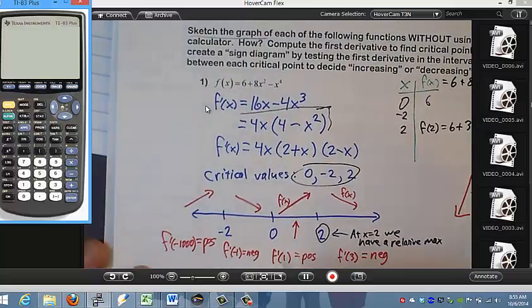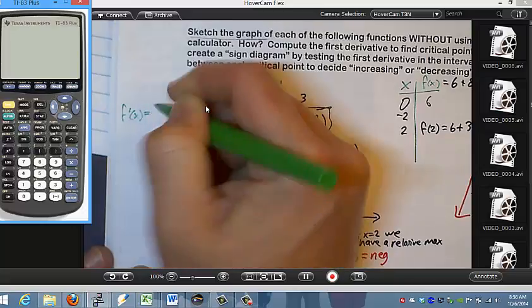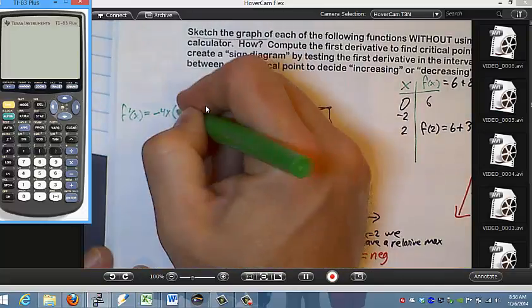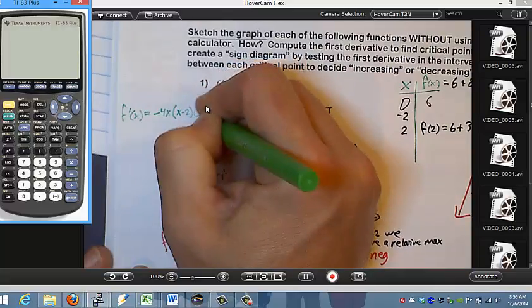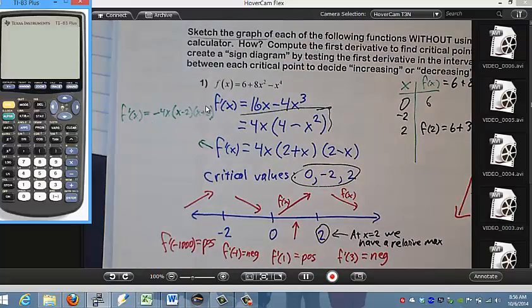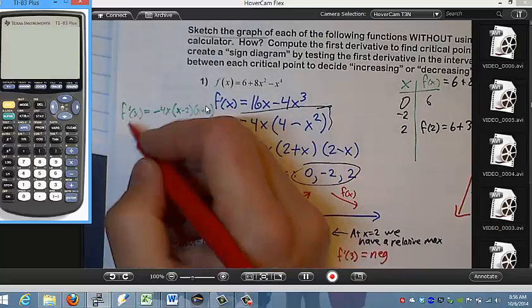So another way to do this would be to say that f prime of x is -4x times (x minus 2) times (x plus 2). Is that what you got? Yeah. It works. You can do that. Doesn't it make your graph different? It shouldn't. For example, remember I got that f prime of 1 was positive right here at the bottom. Let me try it on your derivative and see if that still works.